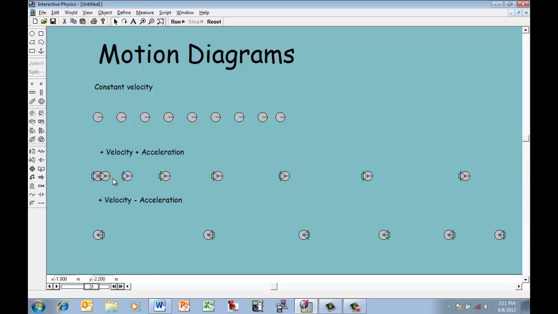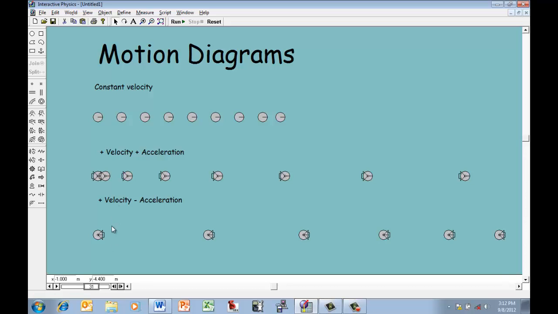Here, the spacing between the objects in each time interval is increasing. The object is obviously getting faster. Let's just say, for example, that each dot represents 1 second of elapsed time. Well, in each second, the object has traveled further. Obviously, it must be going faster, and that's exactly what we expect. When the signs are the same, we said an object speeds up.